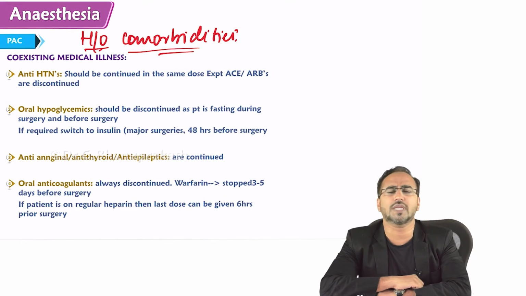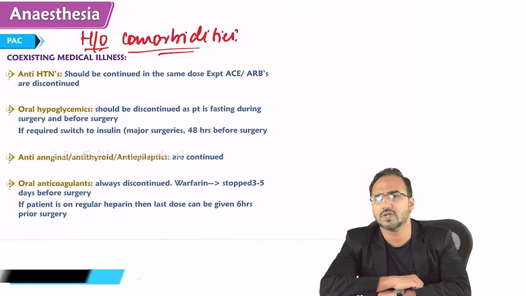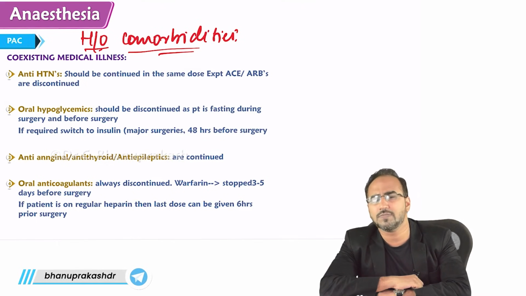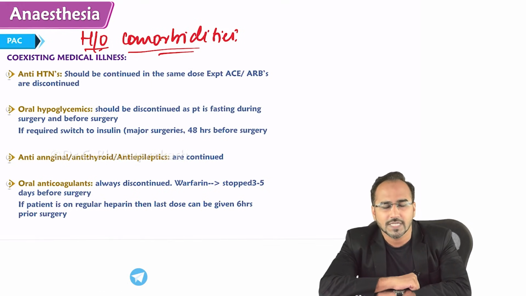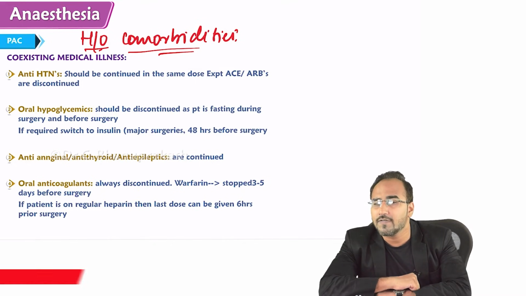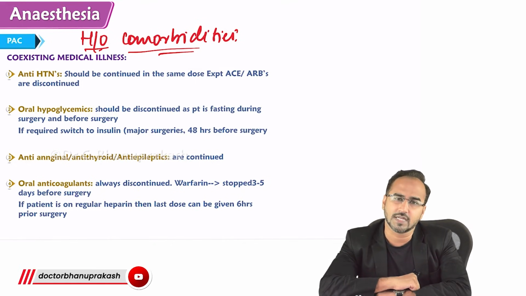Any one of the four you can take. ABCD, any one of the four. ACE inhibitors or ARBs, beta blockers, calcium channel blockers or diuretics. But what's your advice? You tell the patient that I am not having any problem with the BCD. I am having the problem with A drug. What is the A? ACE inhibitors and ARBs.